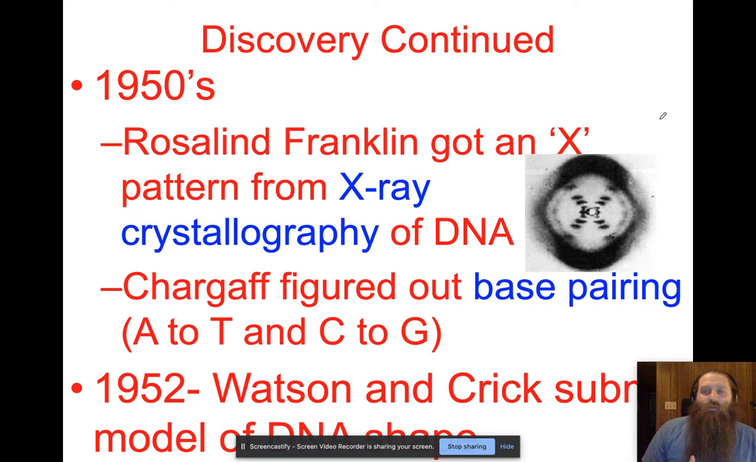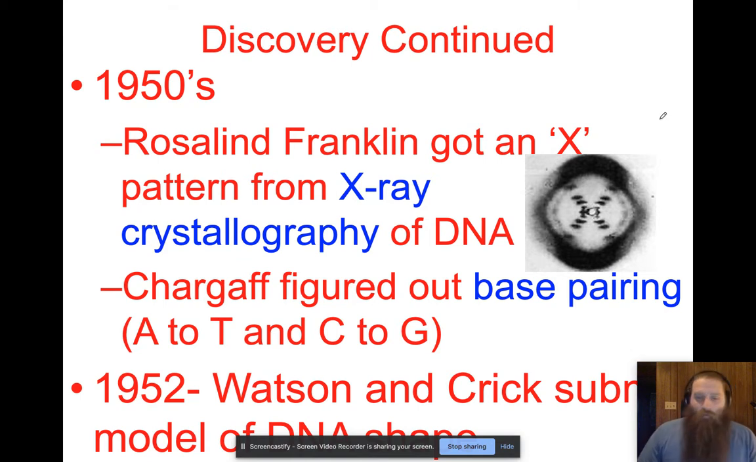The same time this is going on, where she's trying to figure out what the shape of this molecule is, Chargaff is working out how the bases in DNA are pairing. So they knew that there was adenine, thymine, cytosine, and guanine. Those are the names of the bases. And they were trying to figure out how they corresponded to each other. How did they work together to build that DNA ladder?